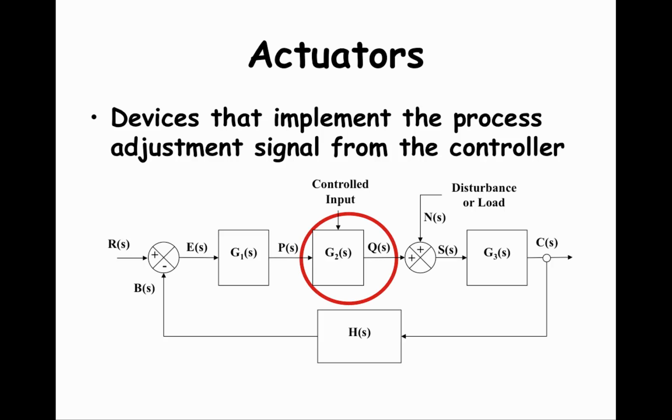Here is the block diagram of our generic closed-loop process. The red circle highlights the actuator, which is going to be described by the transfer function G2. The actuator is different than the other closed-loop process control elements because it has two inputs. One input is PS, which is the output of the controller, G1, which we talked about in our last class. The other input is the manipulated or controlled input.